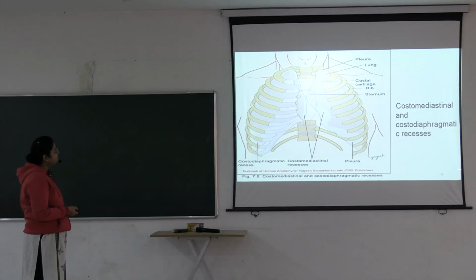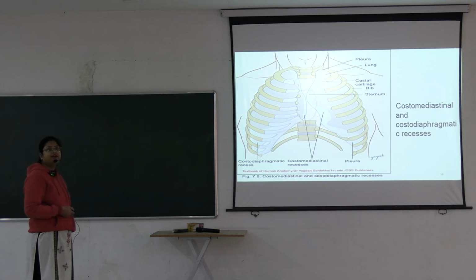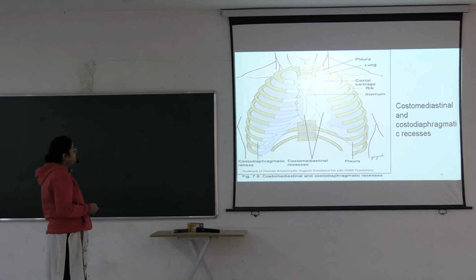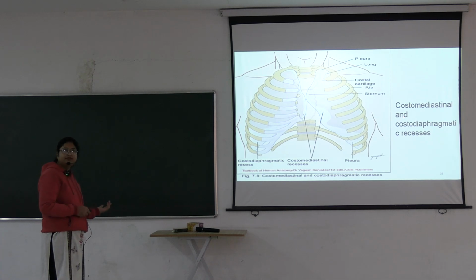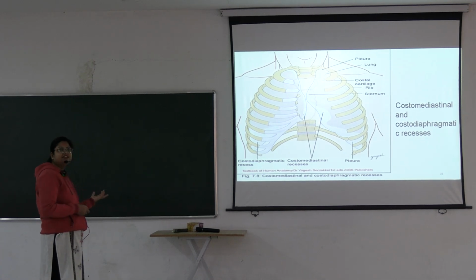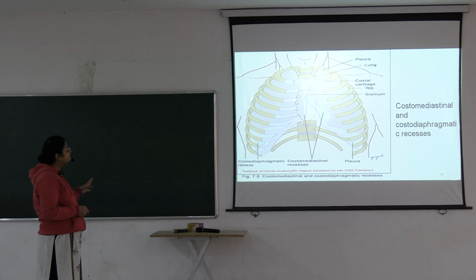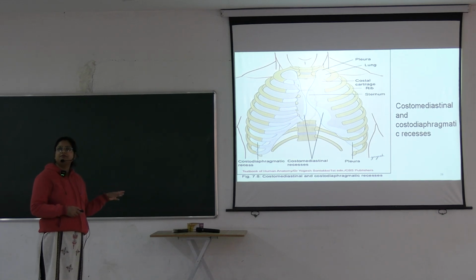Next we go to the recesses, costomediastinal and costodiaphragmatic recess. Near this region will be the dome of the diaphragm. Just above the diaphragm, where the costal pleura and diaphragmatic pleura merge with each other, lies the costodiaphragmatic recess. Where the diaphragmatic pleura is continuous with the mediastinal pleura, here lies the costomediastinal recess. These are important because collections occur in this region in different diseases, as these are the most dependent part of the thorax.